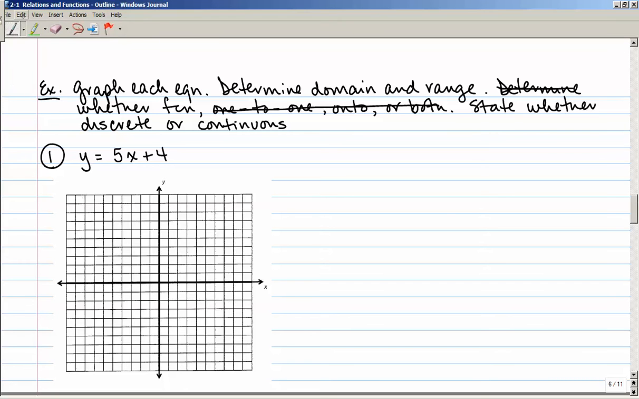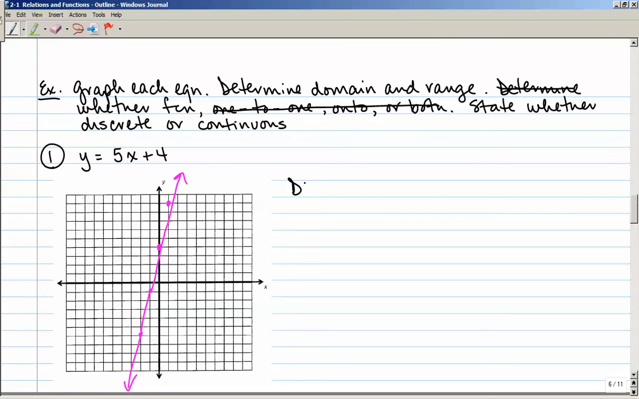But in the meantime, I think I'm just going to use the old traditional form of y equals mx plus b. My b is 4, that's my y-intercept. My slope is 5, which means up 5 and right 1, or down 5 and left 1. And there's my graph. Oops, it's a little crooked there. But this is indeed a function.